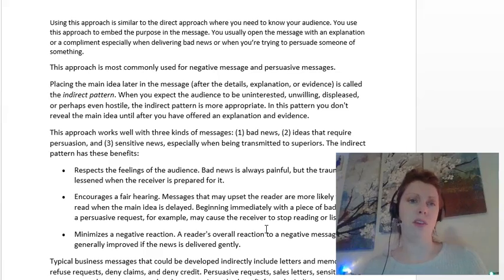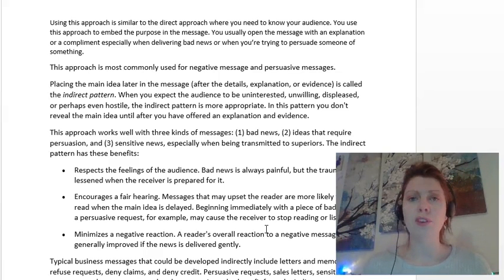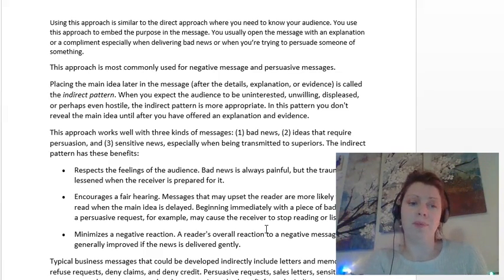So using this approach is similar to the direct approach, where you need to know your audience. You use this approach to embed the purpose in the message, and you usually open the message with an explanation or a compliment, especially when you're delivering bad news and you're trying to persuade someone of something.